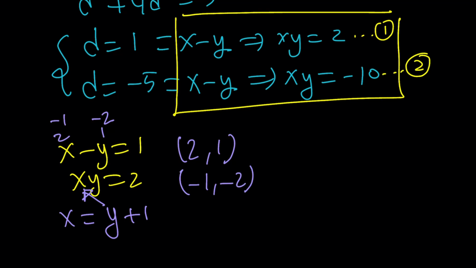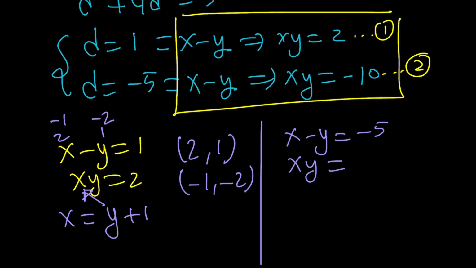Great. So those are the ordered pairs that we get from the first equation. Let's go ahead and take a look at the second equation. x minus y is negative 5 and xy is negative 10. This may not give us integer solutions.